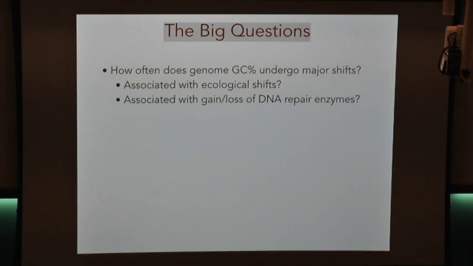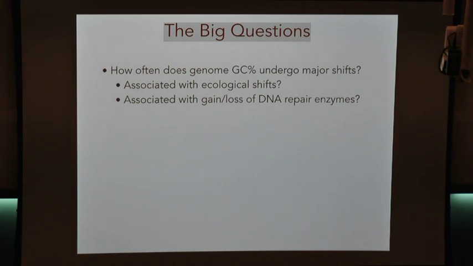Okay, so just to summarize, the questions we're asking now are: how often does genome GC undergo major shifts? Are they associated with ecological shifts? You stare at these phylogenies and at some of the ecological data people have put up for a lot of these bacteria. It seems that sometimes really fast shifts in GC content might be associated with pathogens or symbionts evolving in a short time period. So we want to quantify that and see whether that's very common.